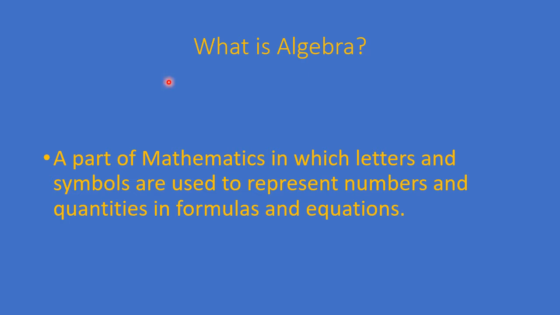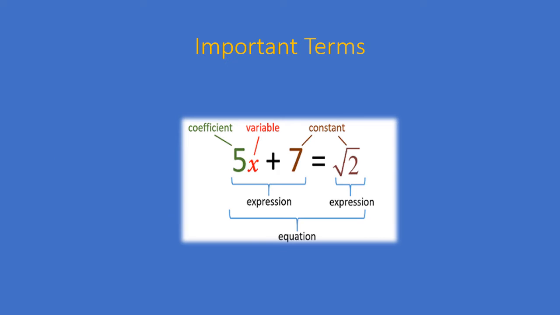So what is algebra? Algebra is a part of mathematics in which letters and symbols are used to represent numbers and quantities in formulas and equations. So basically, to simplify that, we use letters to represent numbers. And we're solving formulas and equations, so different formulas and various equations we'll talk a lot about. We're solving those to figure out what the letter really represents. So we'll talk about that as we go a little bit further.